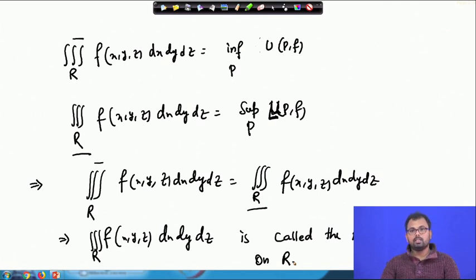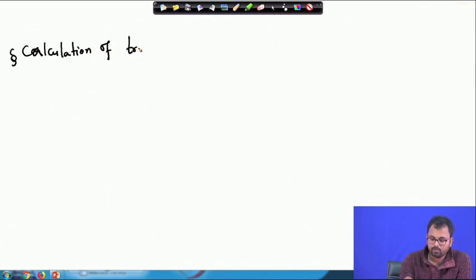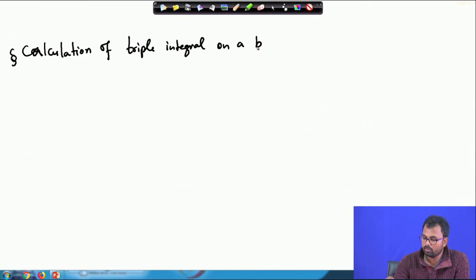Similarly, instead of having a rectangular parallelepiped, we can have a region. So, we can have the calculation of a triple integral on a region, on a bounded domain. Like a bounded region, here we have a bounded domain E.